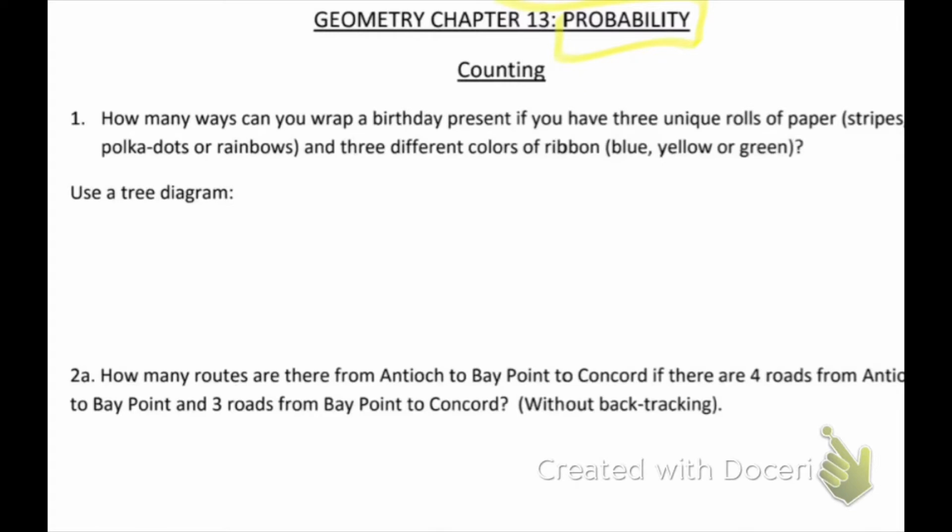Now, to start with probability, we're actually going to go back and review and relearn how to count things, which may seem strange, but with probability, you have to know how to properly count things before you can actually calculate the probability. So we're going to start with how to count different things.